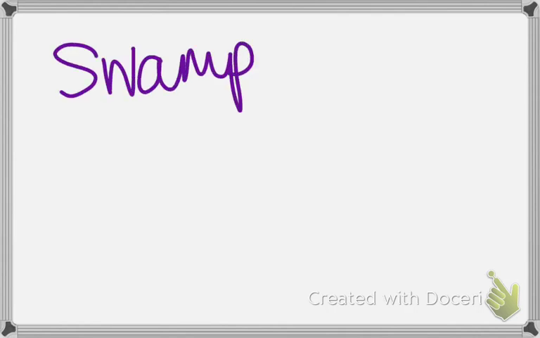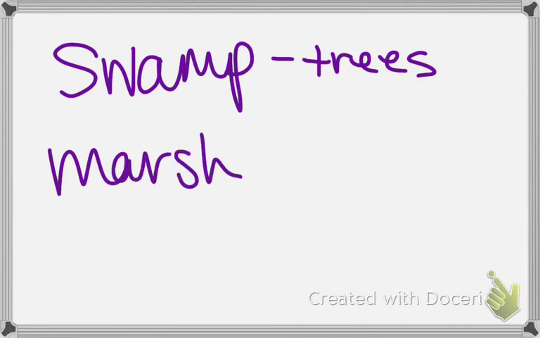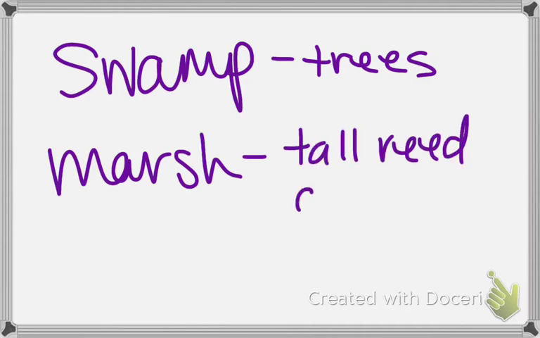Another thing on your list of items to know is swamps and marshes. If you are in a swamp, do you have trees or tall grasses? Ooh, you have trees. If you are in a marsh, do you have trees or reed grasses? Reed grasses. Tall reed grasses.